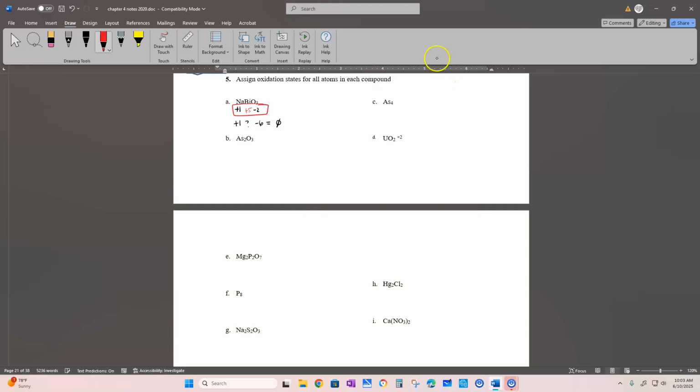Okay? Oxygen, -2. 3 times 2, -6. It's got to equal 0. That must mean arsenic is +6, but I have 2 arsenic. So 3 divided by 2, so arsenic must be +3. So you're going to test out the rest of them, and then we'll check our answers in class.